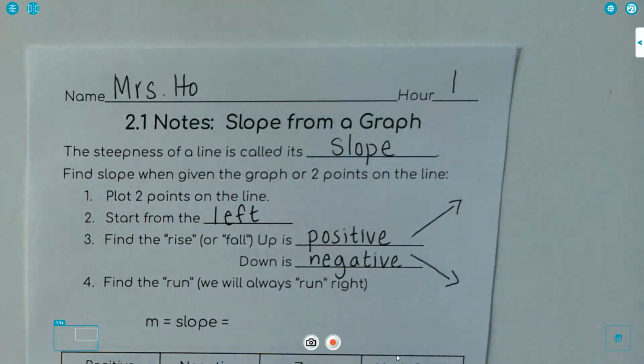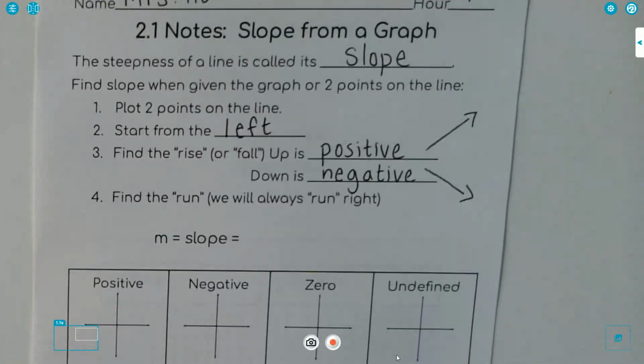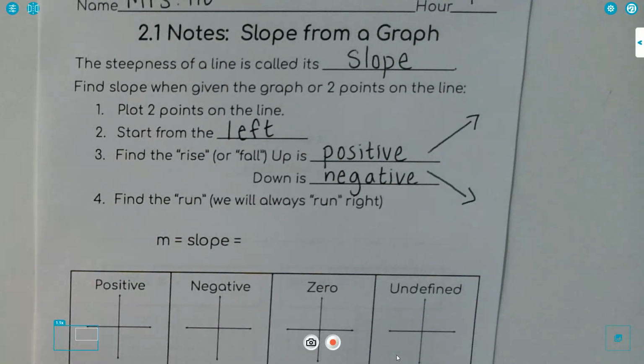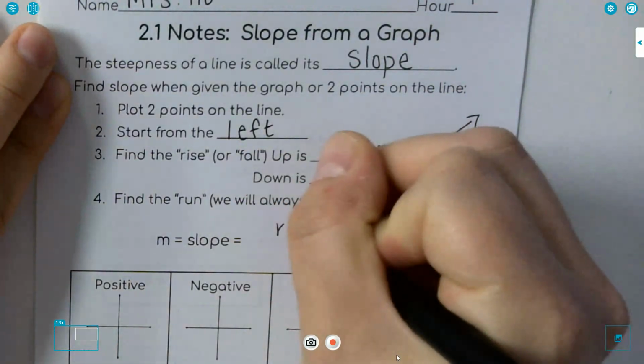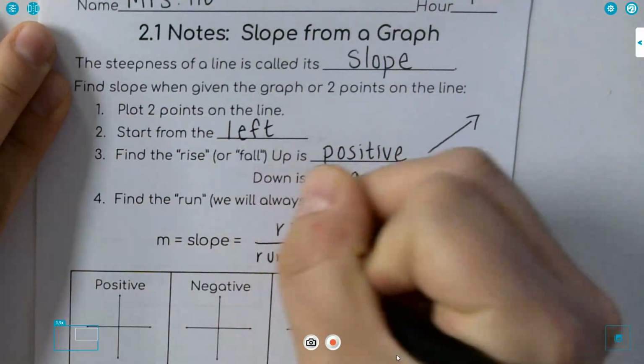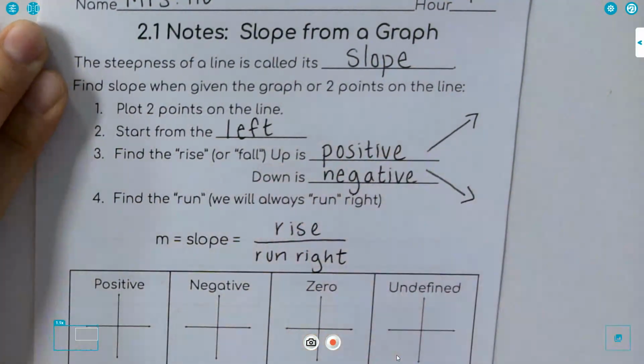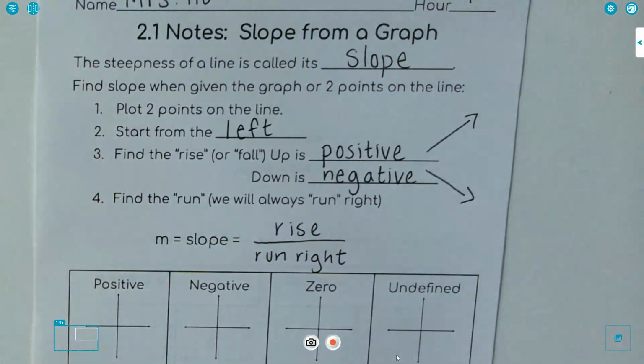Then we are going to find the run of our line. To find the run, we always run to the right. We start on the left, we run to the right. Okay. Your formula for slope today, you guys have probably heard rise over run. So slope is rise over run. We are going to add one more word into that, which is rise over run right. That way we can just always make sure we're running to the right. Start at the left, run to the right.